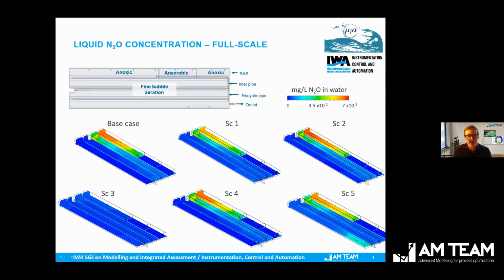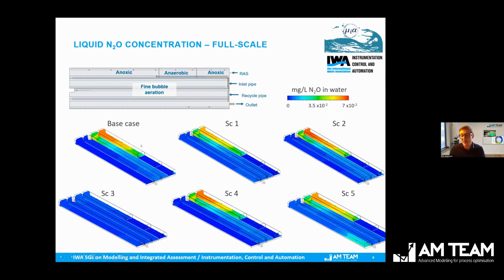Anoxic zone, anaerobic, anoxic, and then you have an aerated zone with fine bubble diffusion, and some recycles, things like that. The flow goes like this. And here we see the same reactor, and we visualize, in this case, the liquid N2O concentration. So just imagine you would measure somewhere with sensors. This is actually, if you would move your sensor, what you would measure in terms of gradients.